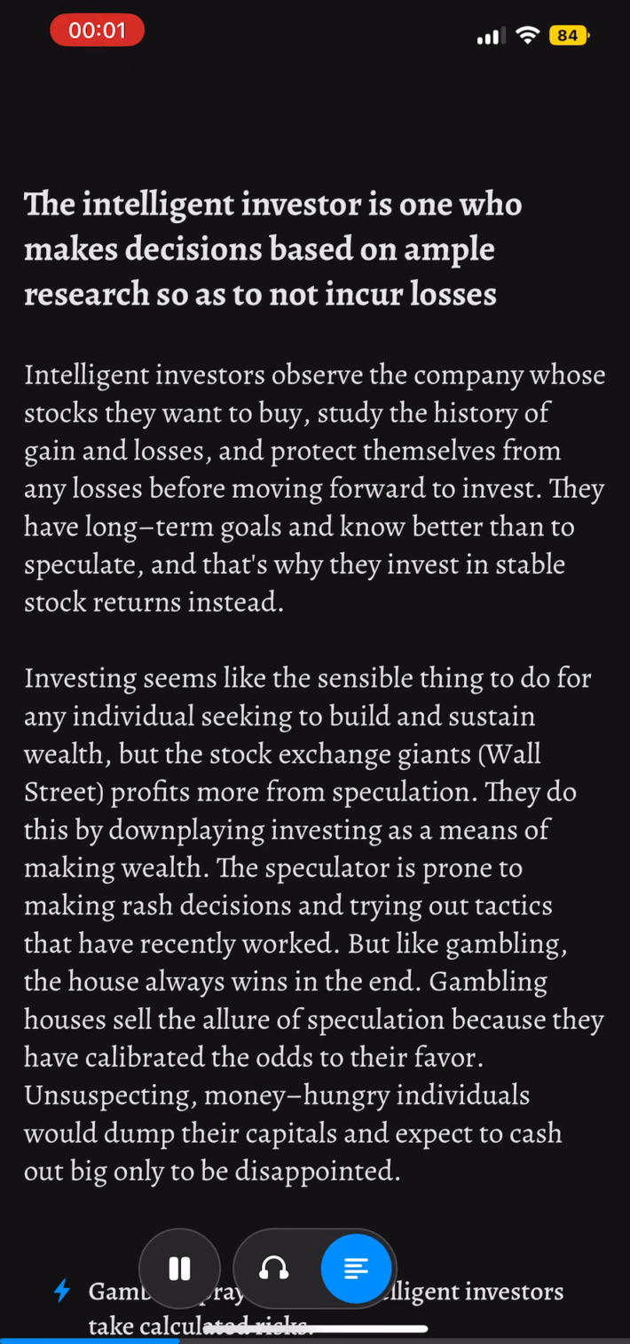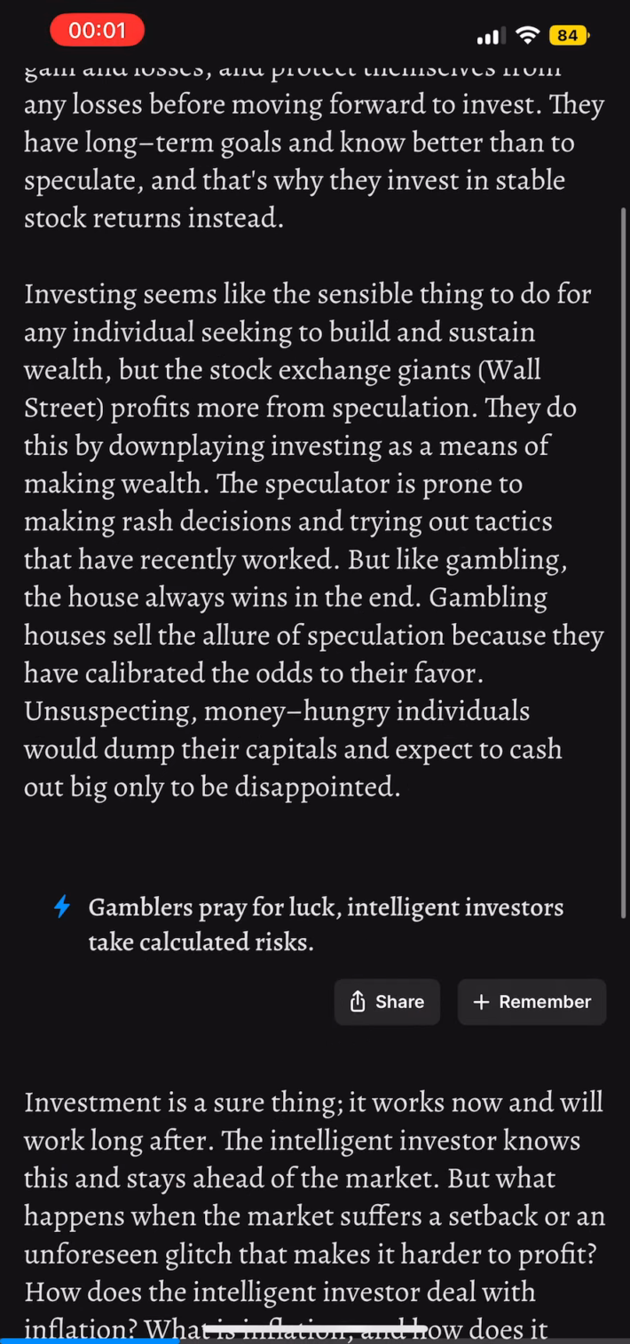Chapter 2. The intelligent investor is one who makes decisions based on ample research so as to not incur losses. Intelligent investors observe the company whose stocks they want to buy, study the history of gain and losses, and protect themselves from any losses before moving forward to invest. They have long-term goals and know better than to speculate, and that's why they invest in stable stock returns instead.